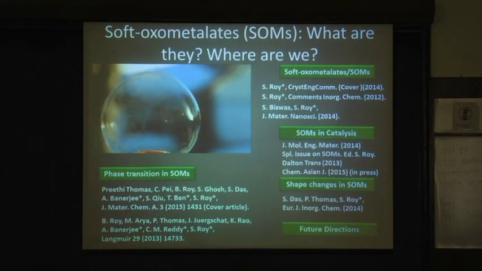So, with this I come to the conclusion of my talk. What I have tried to do in this span of time today is to explore what we mean by soft oxometalates. We have talked about soft oxometalates in catalysis, have shown shape changes and phase transitions in soft oxometalates, and then in future directions we have shown the active particles that could be made exploiting the soft oxometalates by using a simple redox chemistry, and have also explored the possibility of artificial photosynthesis and have shown you also how one of these clusters work. With this I conclude my talk.